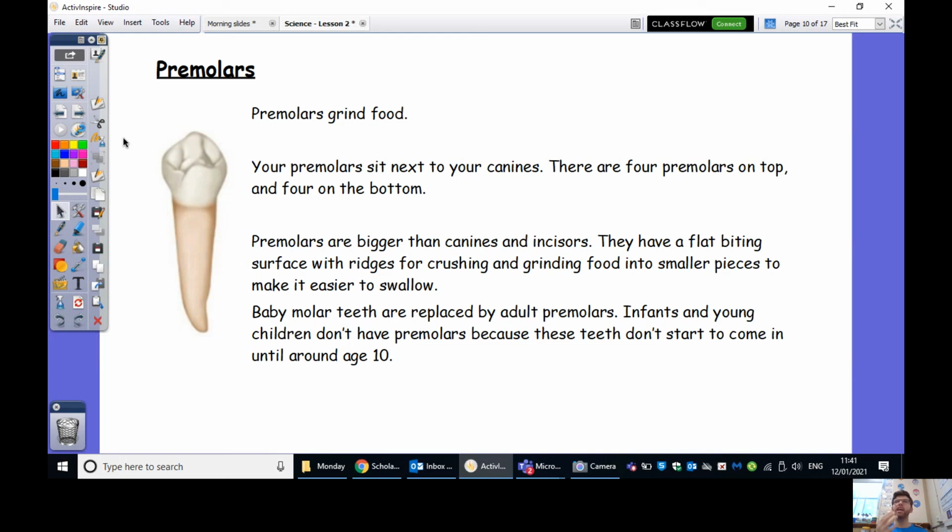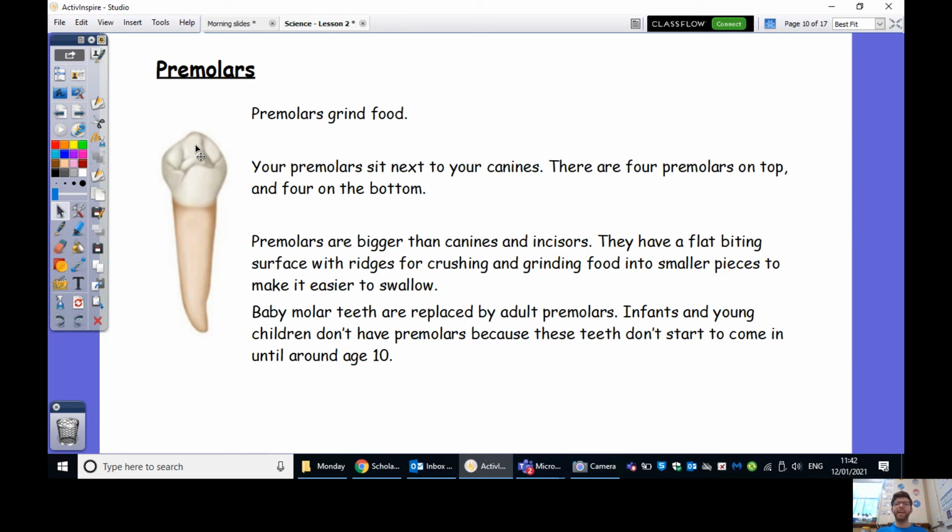There are 4 on top and 4 at the bottom, so 2 on each corner of the mouth. So premolars are bigger than canines and incisors. They have a flat biting surface, and they have ridges. If you see here on the picture, you see they go up and down, and that really helps grind it together so that things are easier to swallow. Because if they were those big chunks that the canines or the incisors break off, then it would probably make it quite hard to swallow things. There's a bigger risk of choking. So the premolars grind it down.